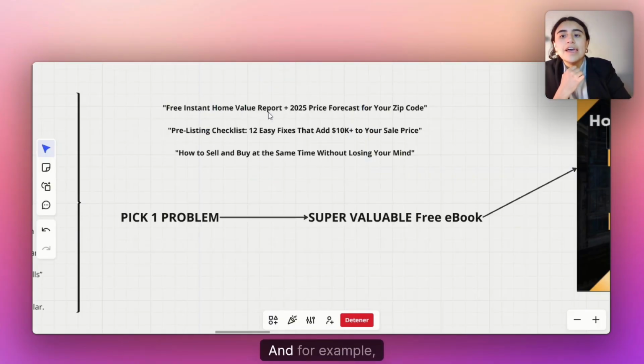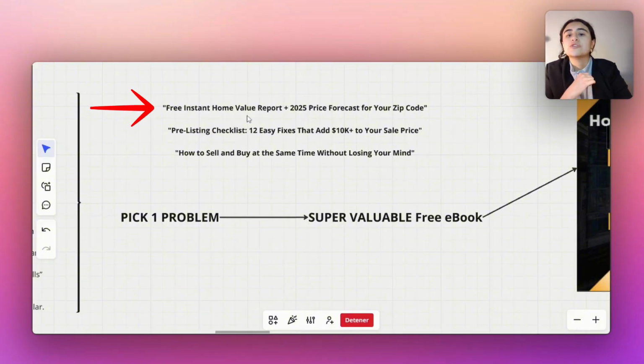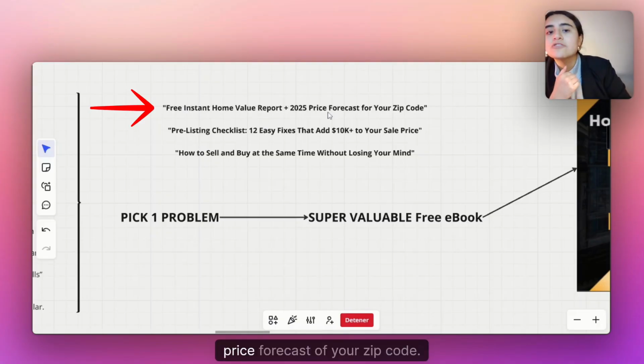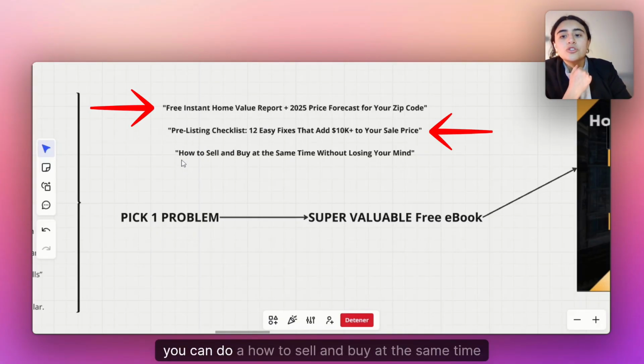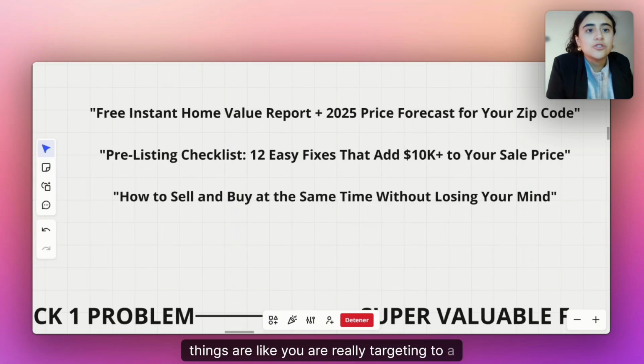So these are more ideas of lead magnets you can implement into the seller strategy. For example, as you can see, you can make a free instant home value report plus a 2025 or 2026 or beyond price forecast for your zip code. You can do a pre-listing checklist. You can do a how to sell and buy at the same time without losing your mind. So as you can see, you are really targeting a specific problem.